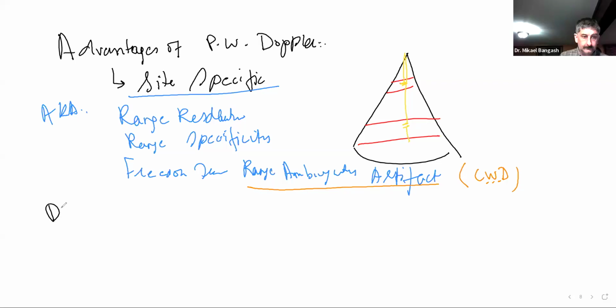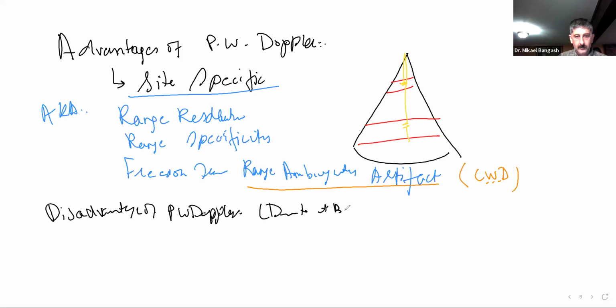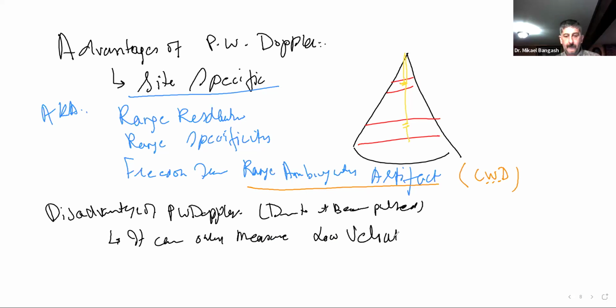So the main disadvantage is that, due to it being pulsed, it can only measure what we may refer to as low velocities. Did that make sense?